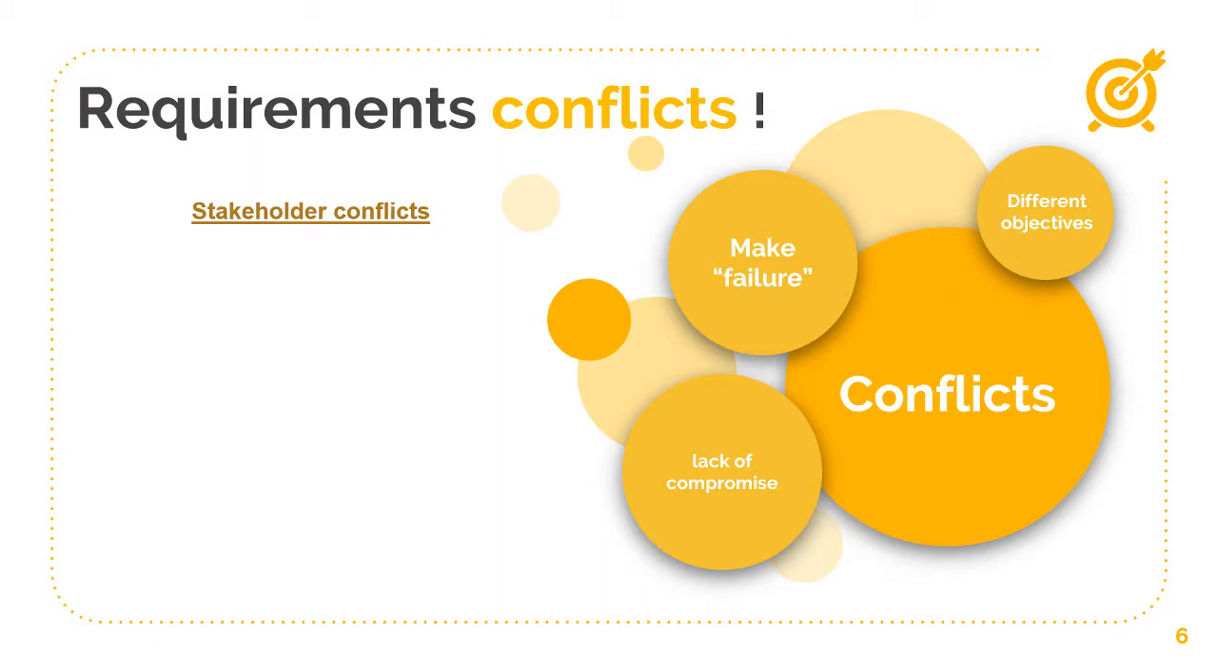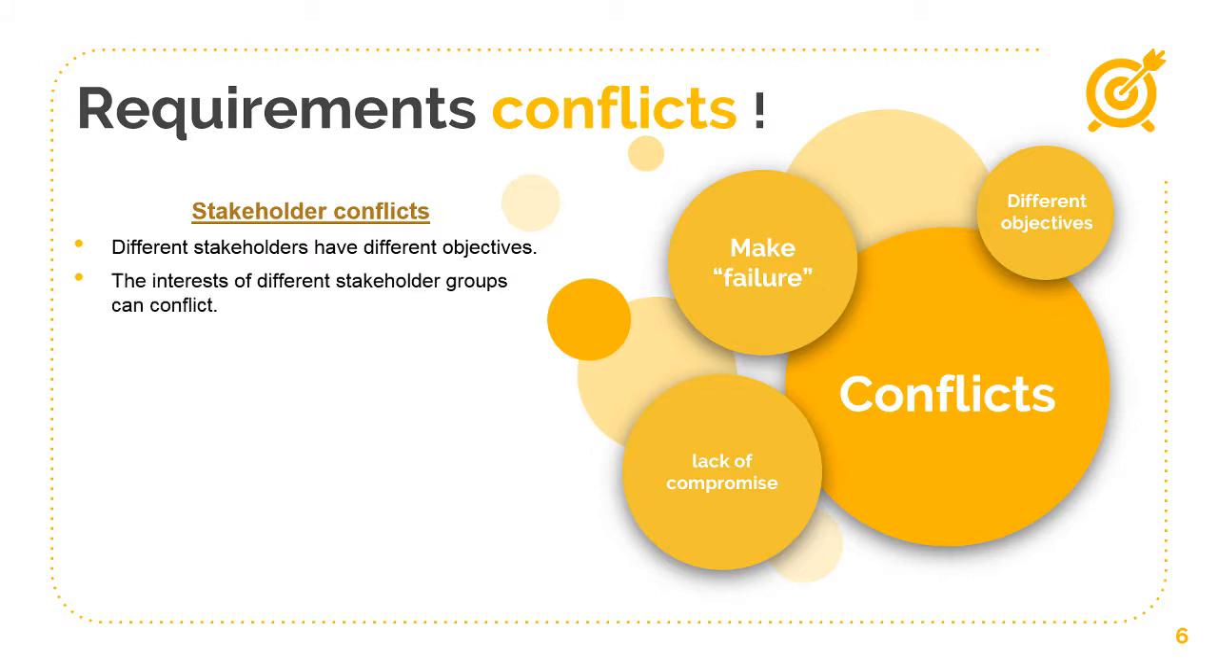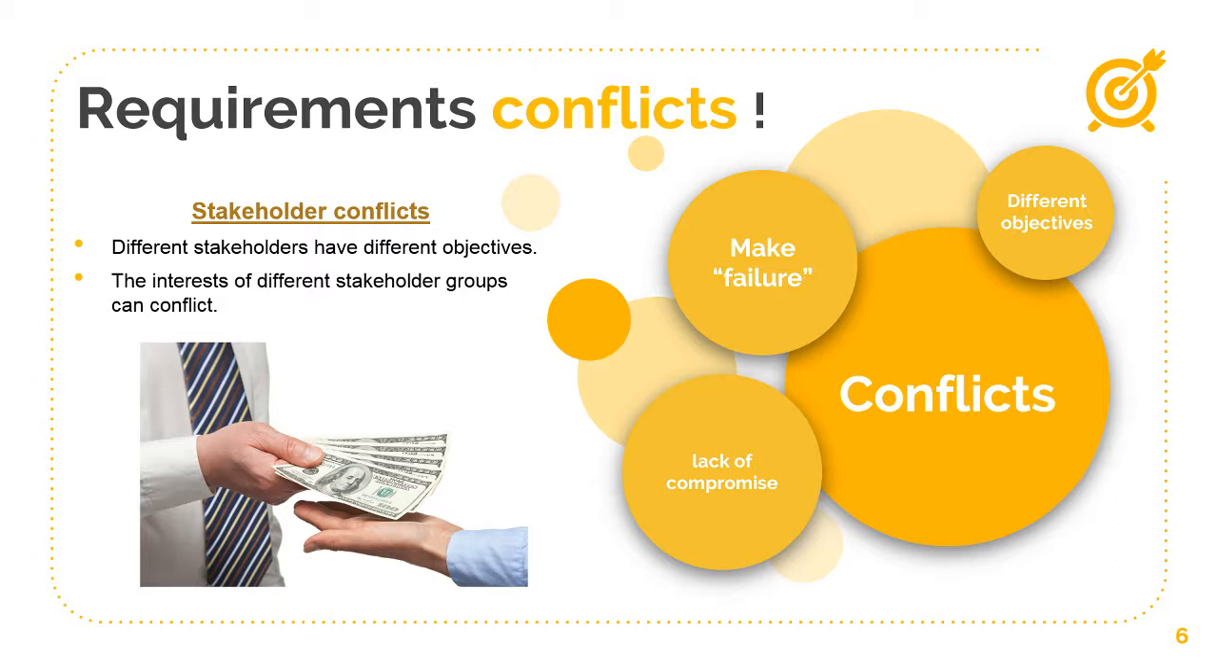The problem is that there are some requirement conflicts from the previous process, which is the stakeholder conflict. Because different stakeholders have different objectives, the interests of different stakeholder groups can conflict, and even their culture can affect the opinion.